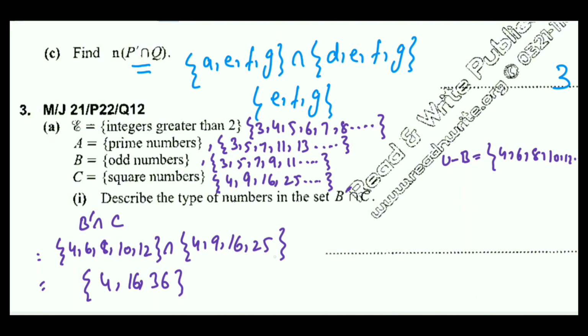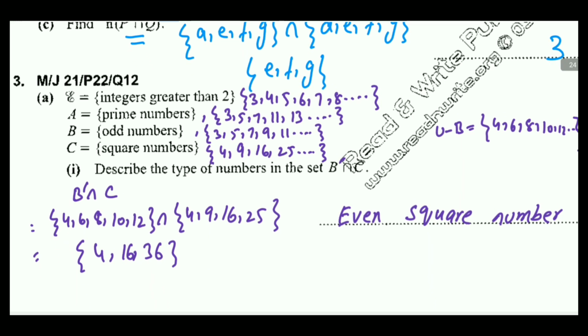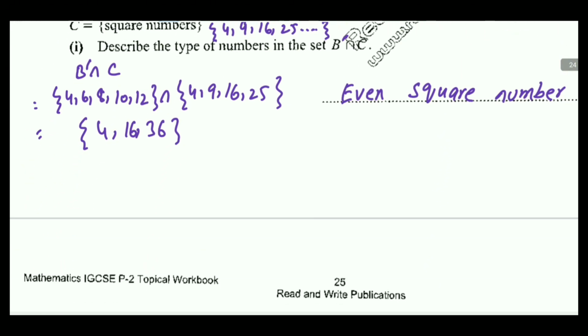So how to describe the type of this set? They are asking to describe the type of numbers in the set B complement intersection C. 4, 16, 36 are even square numbers. So you will just write here even square numbers. They are even and they all are square numbers. So this is the way you will solve this question.